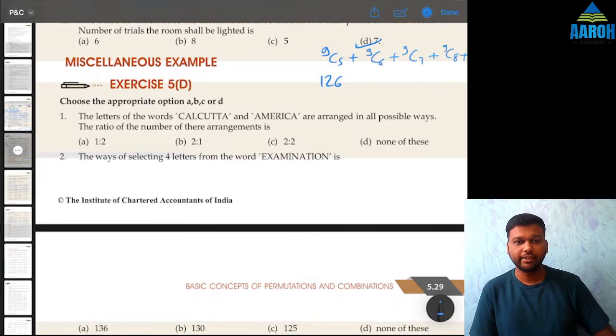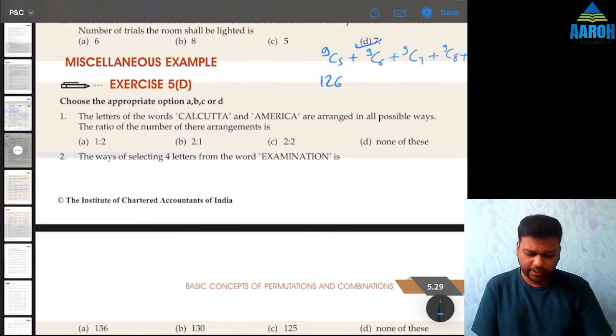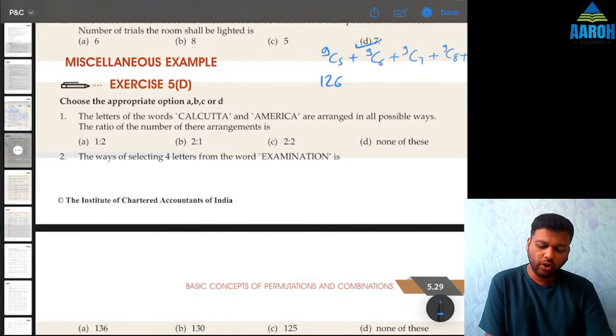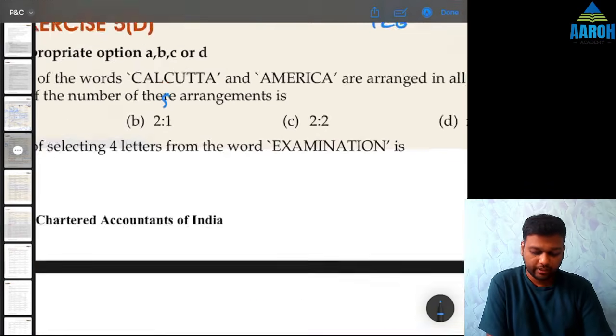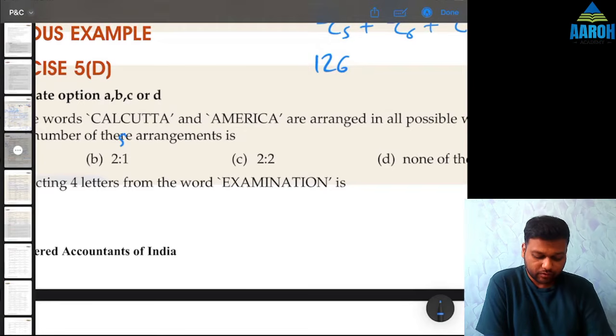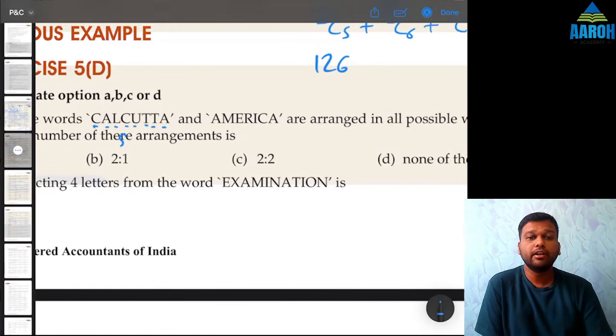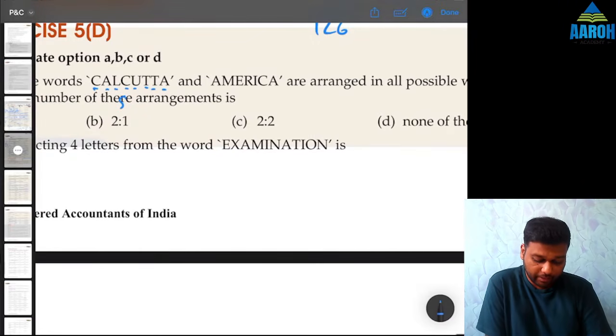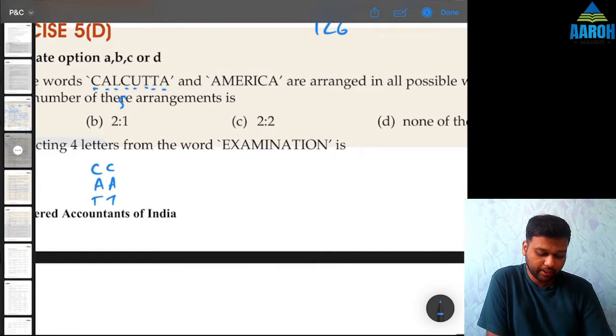So be ready with your calculators. The letters of the two given words are arranged in all possible ways. The ratio of the number of these arrangements is... Okay. So first word: 1, 2, 3, 4, 5, 6, 7, 8, 8 letters. But how many letters are the same? C is appearing 2 times. Then A is appearing 2 times. T is appearing 2 times. And then L and U, 1 time each.